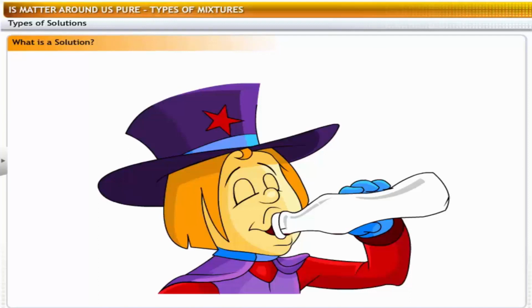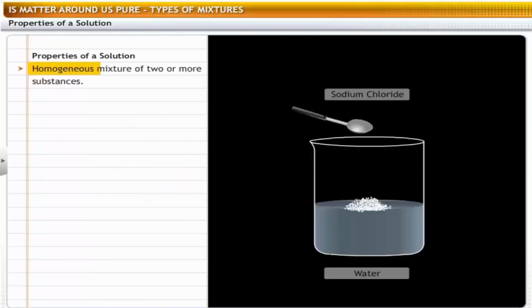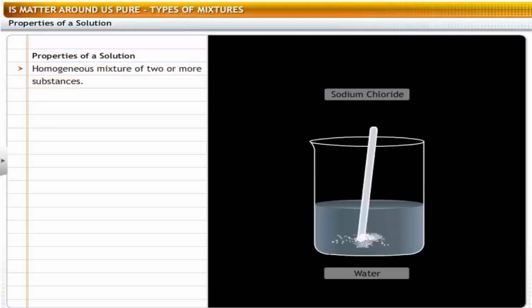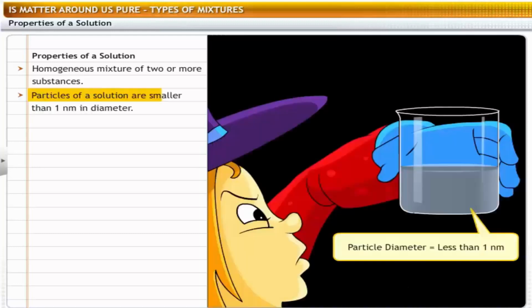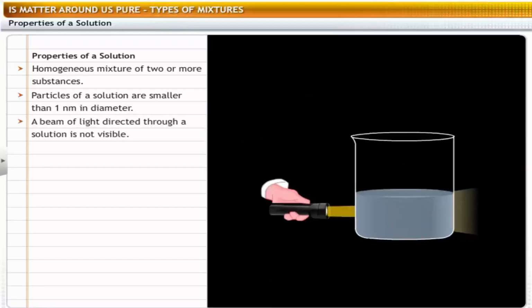A solution is a homogeneous mixture of 2 or more substances. The particles of a solution are smaller than 1 nanometer in diameter, so they cannot be seen with the naked eye. When you direct a beam of light through the solution, it is not visible. Since the particles in a solution are very small, they do not scatter a beam of light passing through the solution.